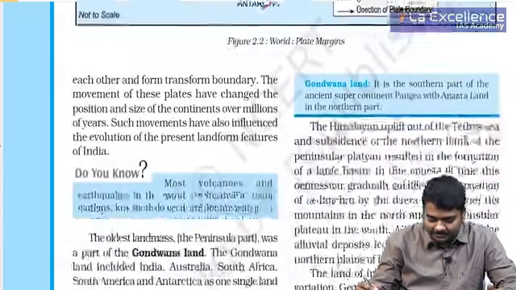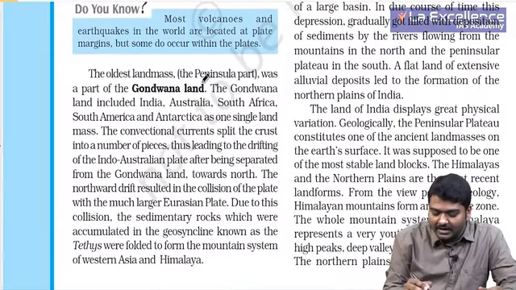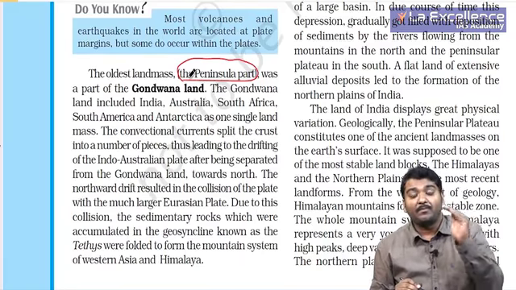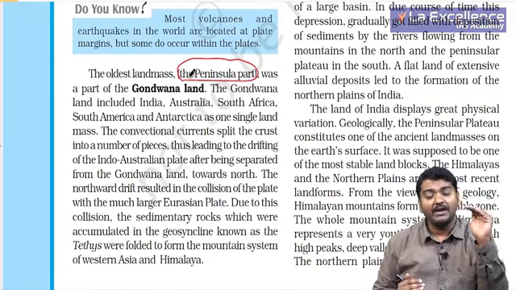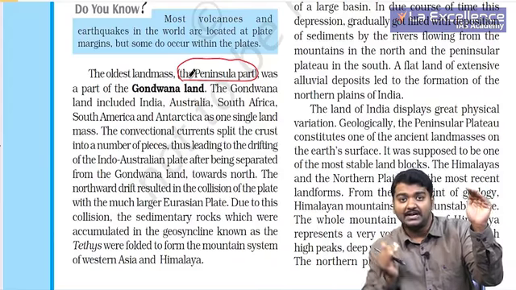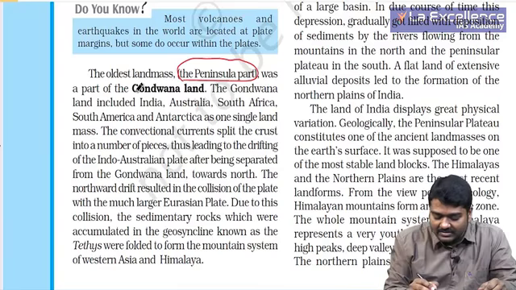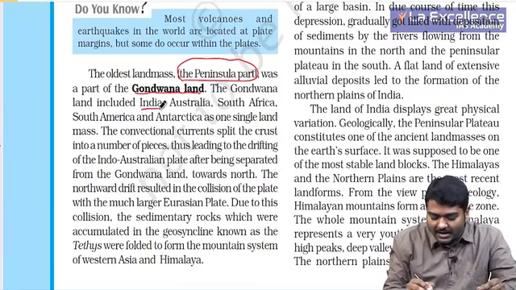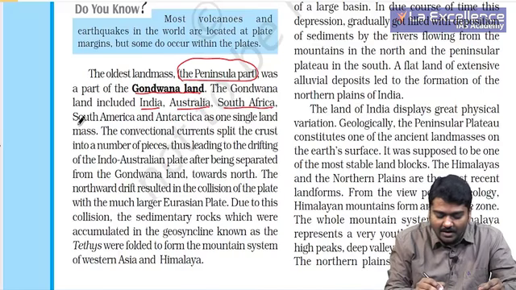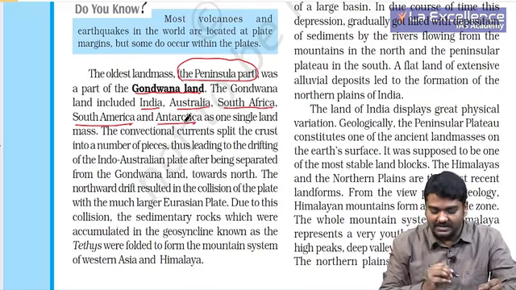After seeing that, we need to know that the peninsular India, which extends from Aravallis to Rajmahal Hills until Kanyakumari, right? Aravallis, Rajmahal Hills and Kanyakumari. This is called as Peninsular Plateau and it was actually part of Gondwana land, which included India, Australia, South Africa, South America and Antarctica as one single land.